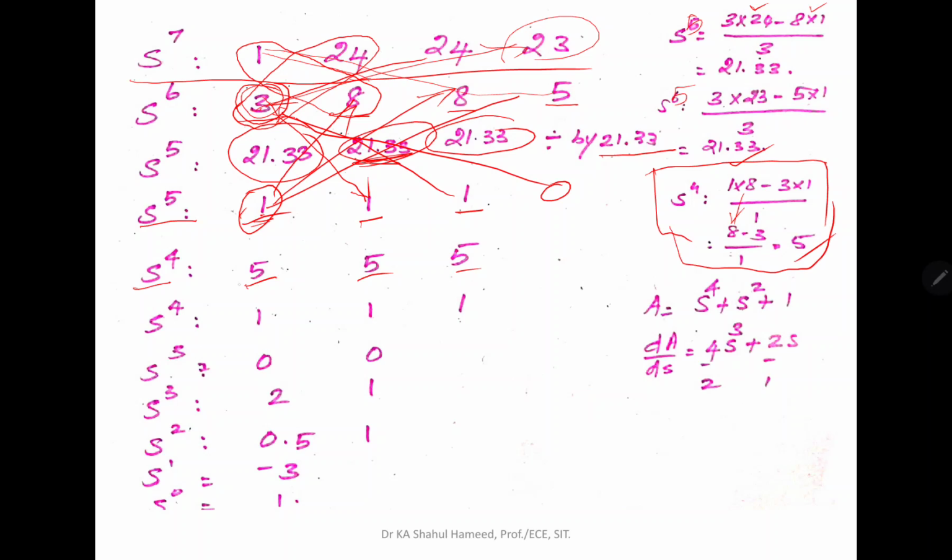Again for S power 4, all the elements are the same value, so we are dividing the entire row by 5.